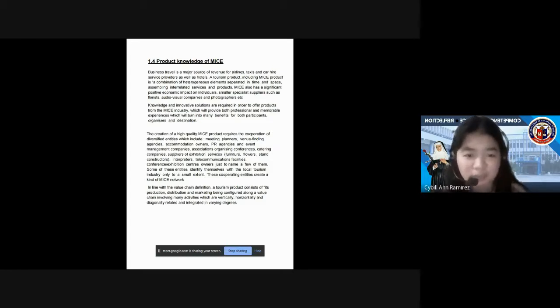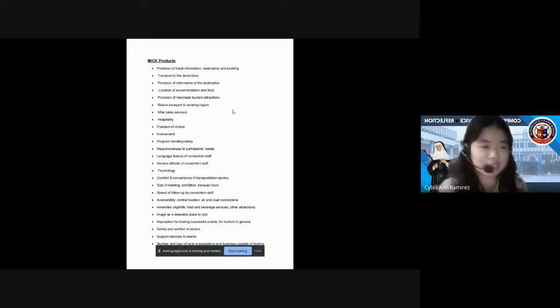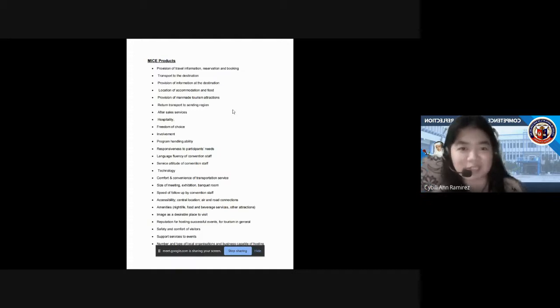In line with the value chain definition, a tourism product consists of its production, distribution, and marketing being configured along a value chain involving many activities which are vertically, horizontally, and diagonally related and integrated in varying degrees. So if you look at the different MICE products, you can just name one product under MICE tourism. No? Daghan kaayo siya class na tayo.